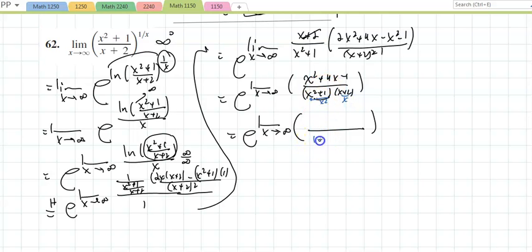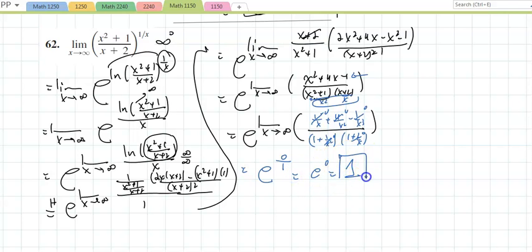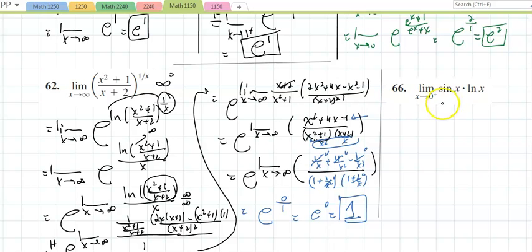That makes this 1 plus 1 over x squared, and that's 1 plus 2 over x. That means you divided the denominator by x cubed. You divide the top by x cubed: 1 over x plus 4 over x squared minus 1 over x cubed. That's a 0, 0, 0, 0, and 0. That is e to the 0 over 1, which is e to the 0, and that turns out to be 1. Last problem I want to look at is number 66.